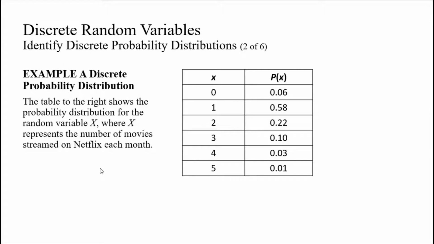Let's look at this table. This table shows the probability distribution for a random variable X, where X represents the number of movies streamed on Netflix each month. Notice how we have the possibility of streaming 0 movies, and the probability for that to happen is 6%. 1 movie, 58%. 2 movies, 22%, and so on. If you think about it, the discrete probability distribution table is basically the relative frequency distribution table.